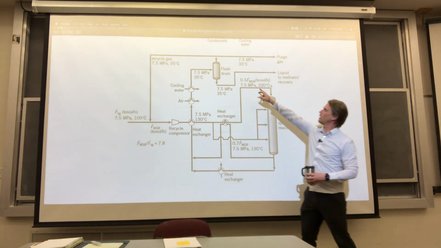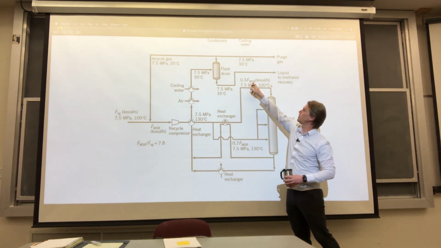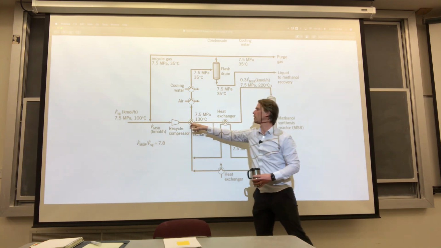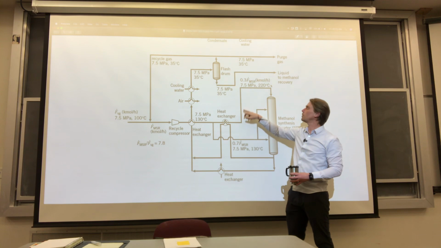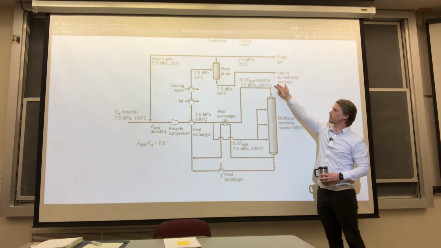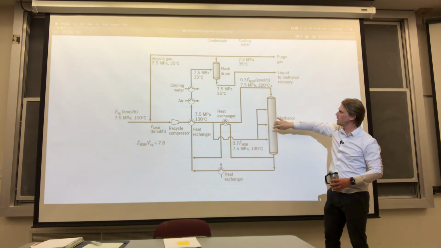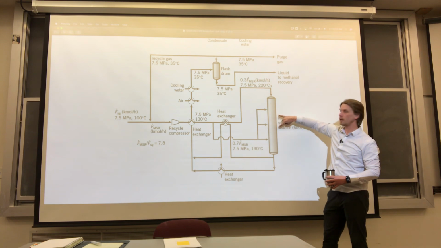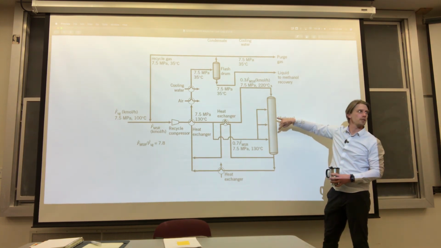So here you're saying 0.3 of the feed to the methanol synthesis reactor, right? So this is after the recycle loop here, right? So this is after mixing with the recycle. In the real process, 30% of it enters at the top at some temperature, either 210 or 220, and then 70% of it, 0.7 of the feed here, is then coming in at different positions in the process.